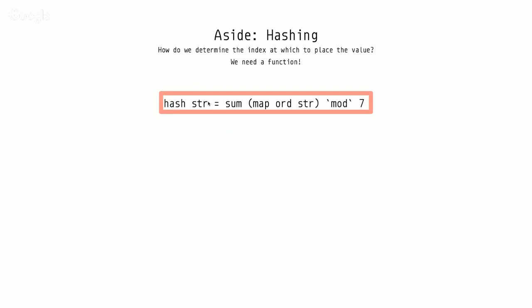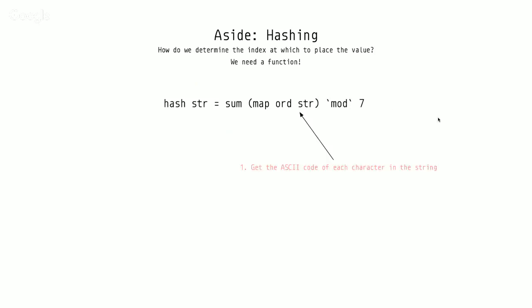But this is the hash function that we're going to use. This is a Haskell function, but I think it's just the easiest way to explain how this works. So there are a couple of things happening here. We're going to hash a string, and to hash a string, we're going to first get the ASCII code of each character in the string. So that's a number. And then we're going to sum them.